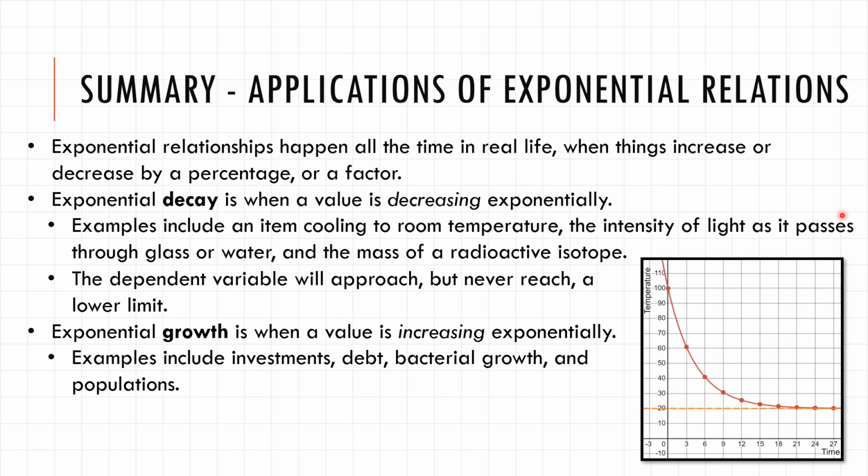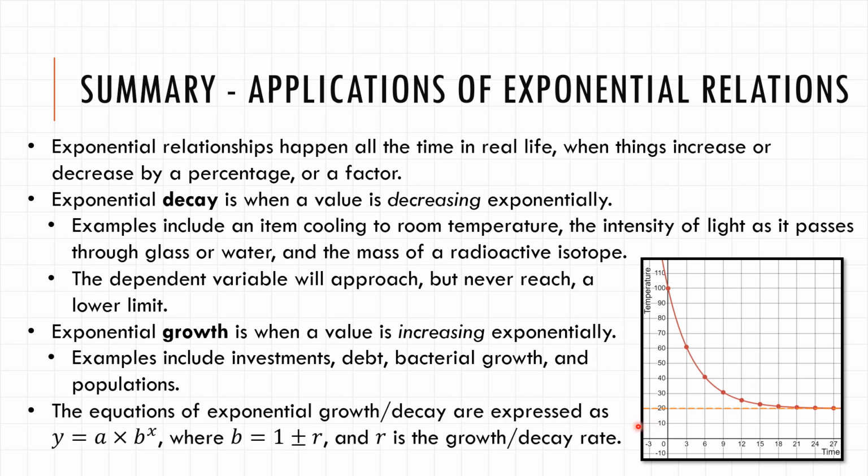It'll grow exponentially. The equations of exponential growth or decay, which we looked at earlier in the unit, are a times b to the power of x, where this number b here is 1 plus or minus r. Now hang on, what is r? R would be the growth or decay rate as a percentage. So we always express the growth or decay rate as a percentage. If it's a decay rate, in other words, if it's going down, then we would use minus r. If it's a growth rate, we would use plus r.